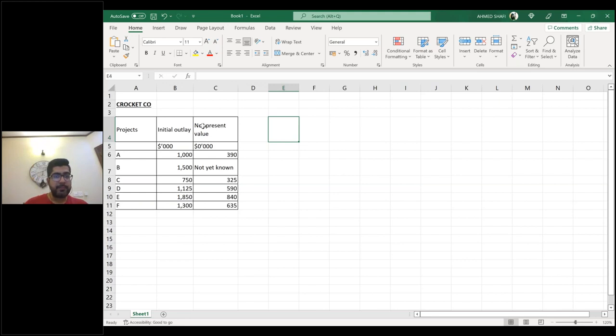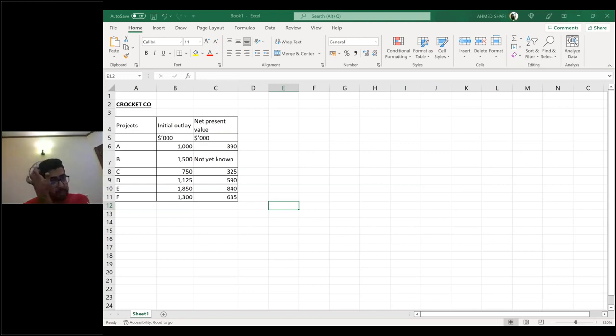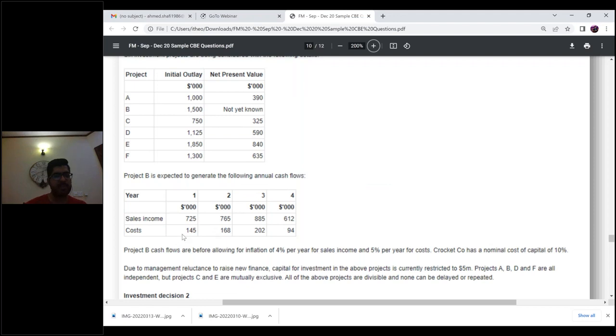What is happening here is that there are six projects under consideration, and all projects' NPV and investment has been given to you. B's data is not yet known. Go back to the question. Project B is expected to generate the following annual cash flows. Year 1, 2, 3, 4 sales are 725, 765, 885, 612, and costs are 145, 168, 202, 94. B's cash flows are before taking account of inflation of 4% per year on sales income and 5% per year on costs. The nominal cost of capital is 10%. Capital for investment in the above projects is currently restricted to 5 million.